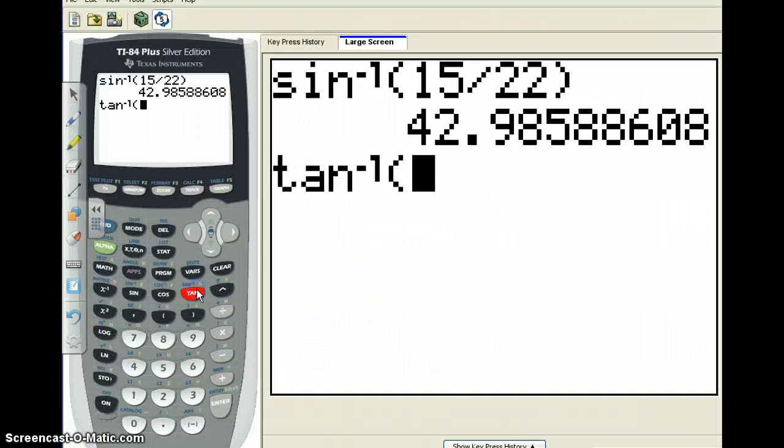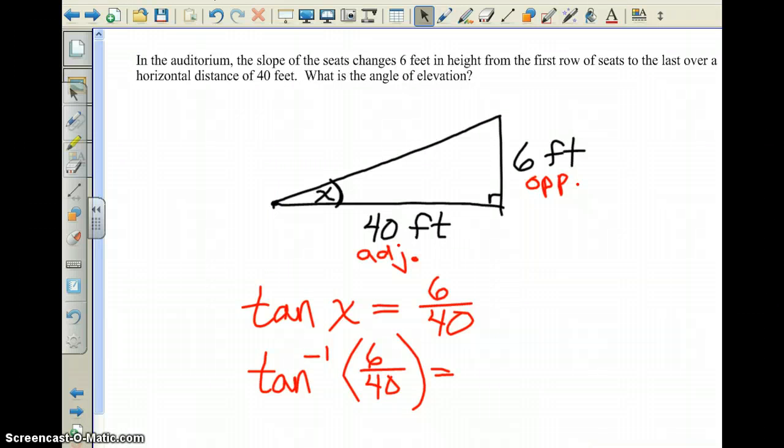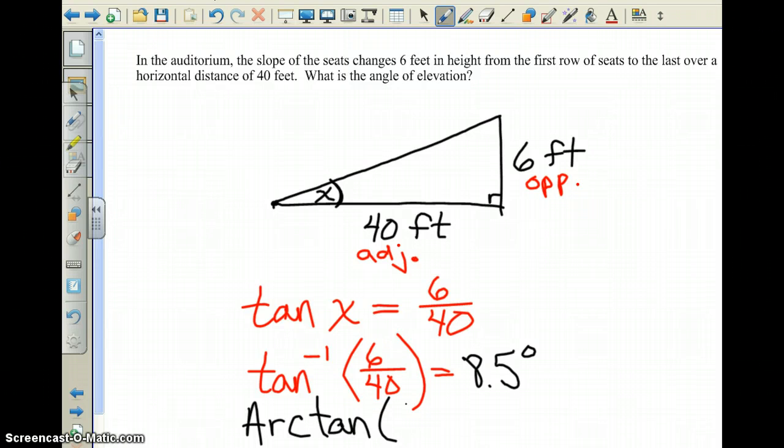So I'll go second tan of 6 divided by 40, and that is 8.5 degrees. So the angle of elevation in the auditorium is 8.5 degrees. Kind of a side note here, tan^-1 or inverse tan can also be written as arctan of 6/40 is 8.5 degrees. So tan^-1 and arctan are synonyms of one another. They mean the same thing.